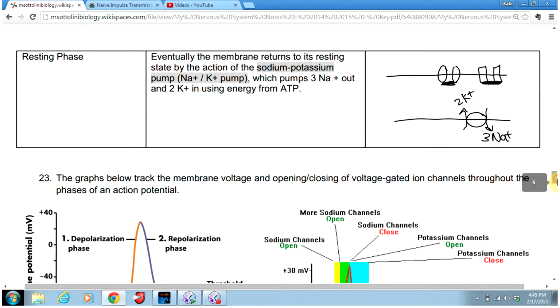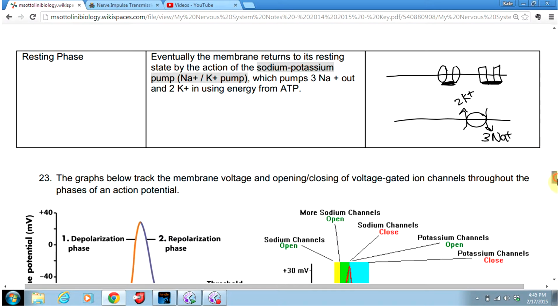Okay, now we're going to come back to the resting phase. We're going to end the sending of the signal when both the Na+ and K+ channels are closed, and we're going to be pumping Na+ back out, and we're going to pump K+ back in, and eventually that'll get us back to -70 millivolts again.